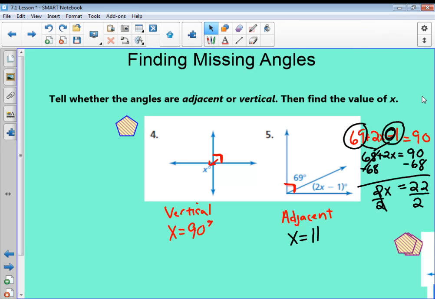Okay, so on the first one, we found out it's vertical with x equaling 90 degrees. And on the second one, it was adjacent. They shared that common ray, and x equaled 11 degrees.